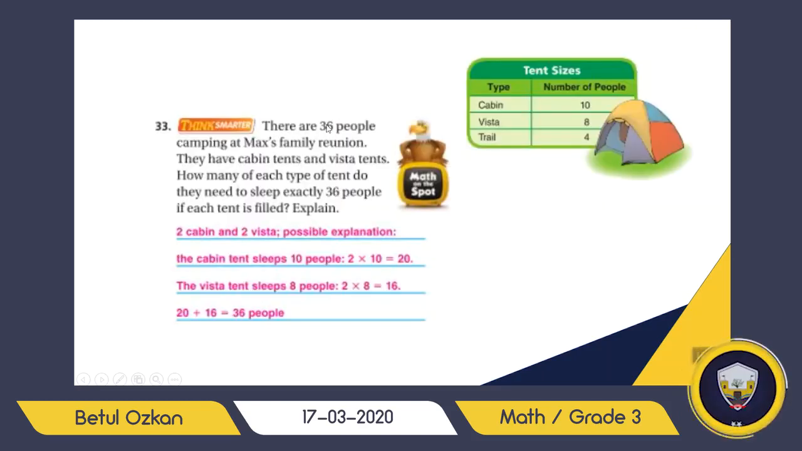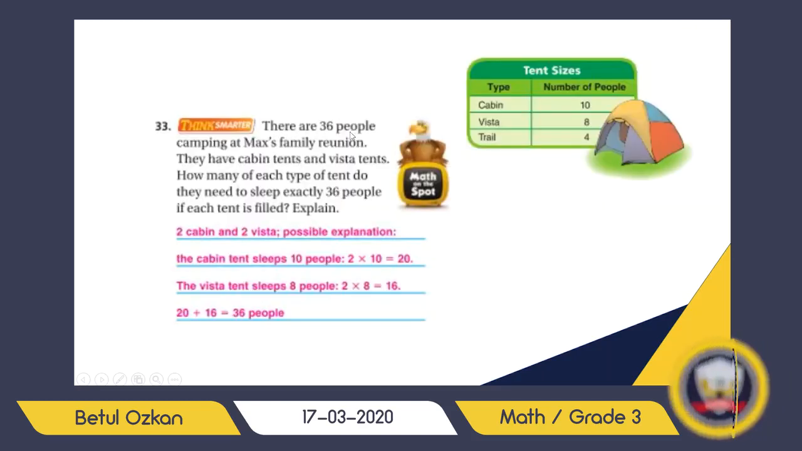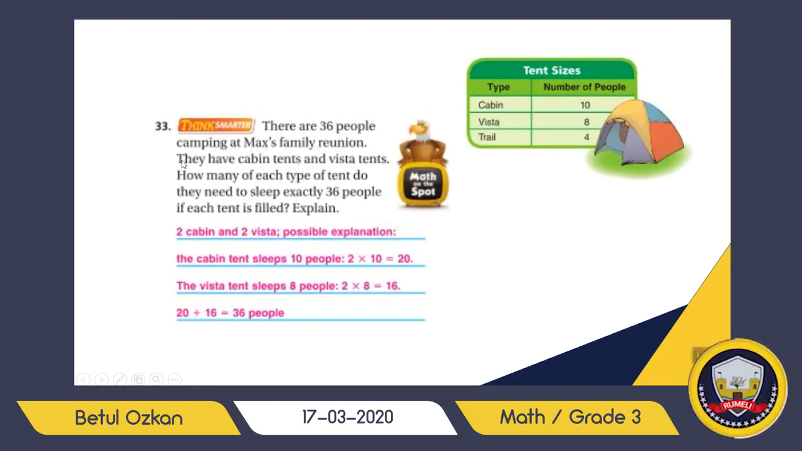Question 33. It says there are 36 people camping at the Max family reunion. They have cabin tents and vista tents. Be careful, guys, they have just two types of tents here, cabin tents and vista tents. So I need to focus on these tents. I don't need to focus on trail.